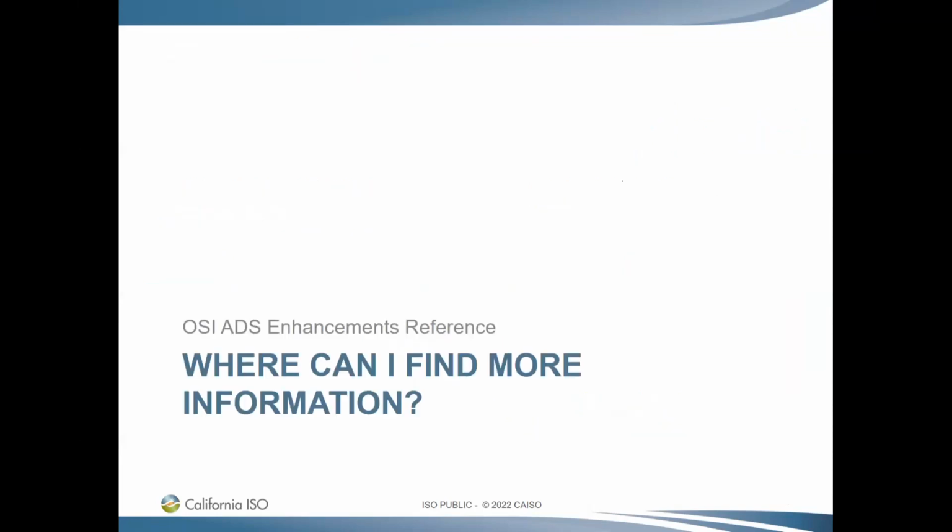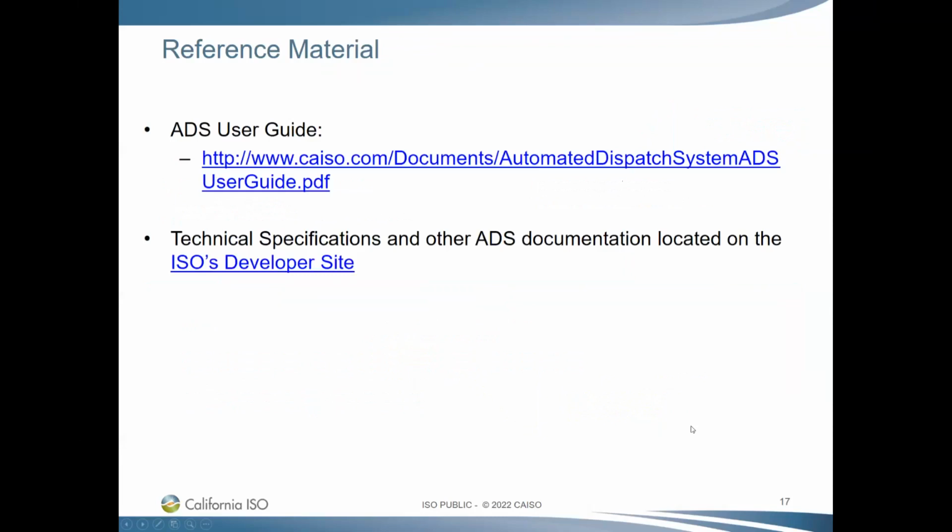Where can you go to find more information? We have a couple of links. The ADS user guide reflects the new changes, as well as additional documentation on the ISO's developer site. The user guides are on our website and are available publicly, but in order to access any technical documentation, the more technical developer site does require a password initially to get in there.